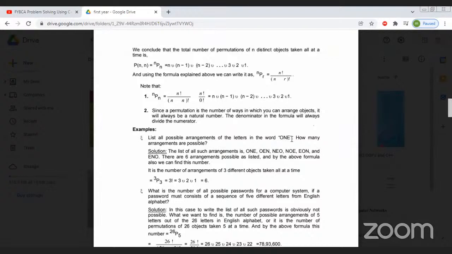Now this was a 3-letter word, so the first arrangement is ONE. After that, I'm shifting E to the second position, so it will be OEN. Then I'm shifting it to the first, so it will be EON. So E part is done. Now let's talk about O. O is at first position over here, then O will be at second position, and the last one will be at the third position. So O is also done.